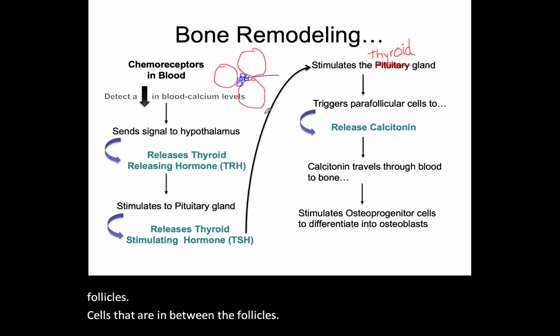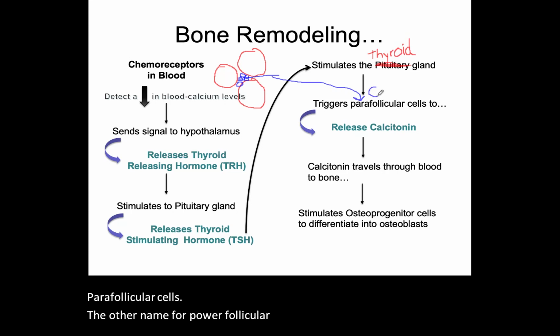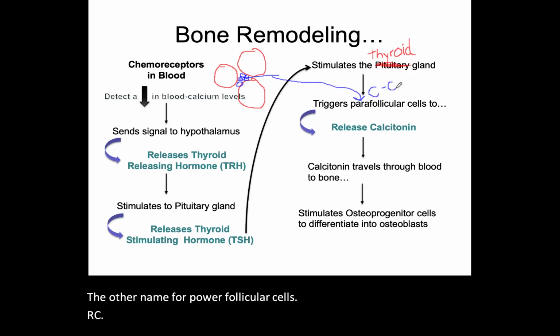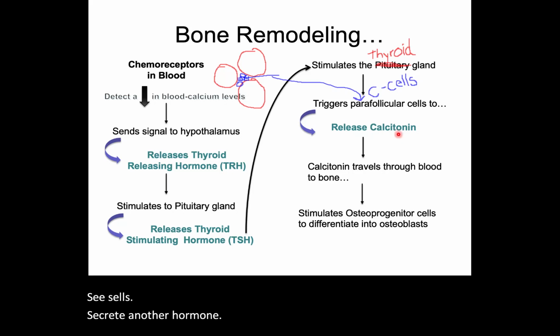are what we define as being parafollicular cells. The other name for parafollicular cells are C cells. And we call them C cells because of what they secrete. C cells secrete another hormone that is called calcitonin.